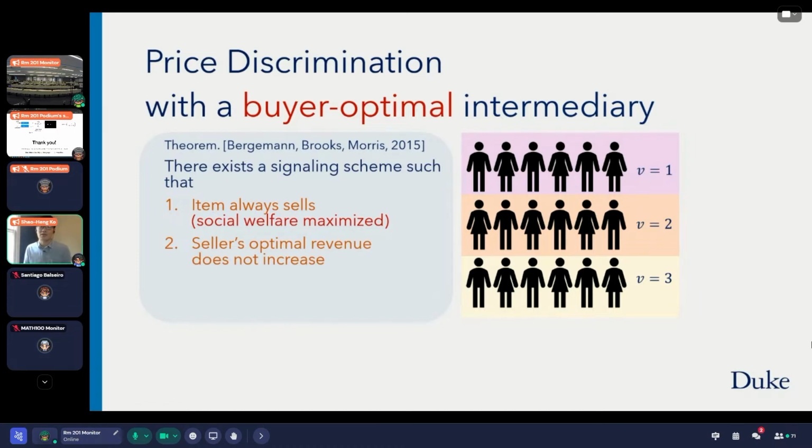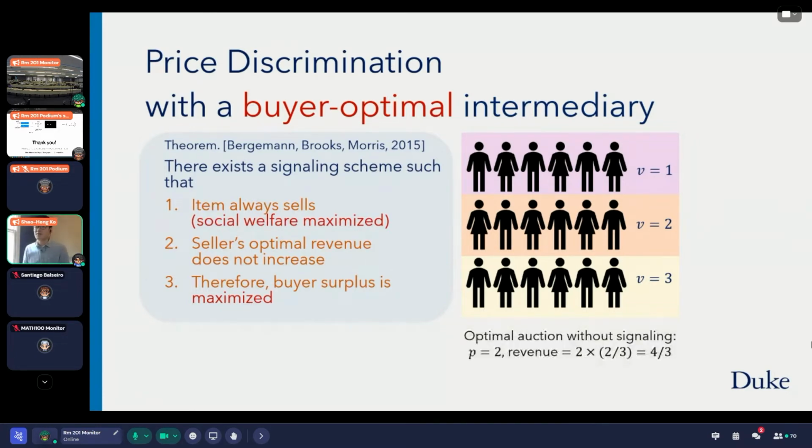In other words, the seller's revenue under this scheme is the minimum over all possible signaling schemes. Now, putting these two properties together, it implies the buyer surplus, which is exactly the difference between social welfare and the seller's revenue, is maximized. And therefore, we call such a scheme buyer optimal. So let's now see the buyer optimal scheme on the example we just saw. Without signaling, the optimal auction for this prior is a fixed price of 2, and the expected revenue is 4/3.